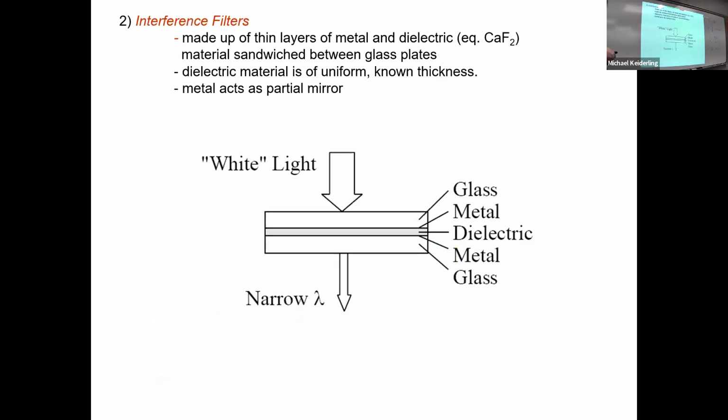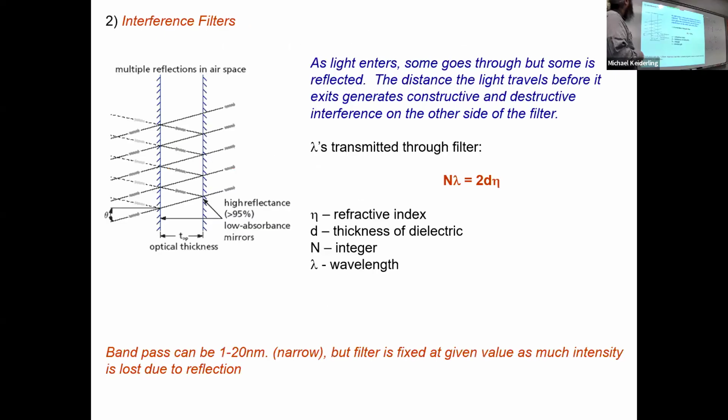Interference filters use interference to create a filter that lets through only a specific wavelength. So they have basically 2 mirrors, and the gap between them is such that only certain wavelengths will constructively interfere, and others will destructively interfere. And so you've made thin layers of metal and dielectric material sandwiched between glass plates, and the metal acts as a partial mirror, and you get a narrow wavelength coming out. These are relatively inexpensive.